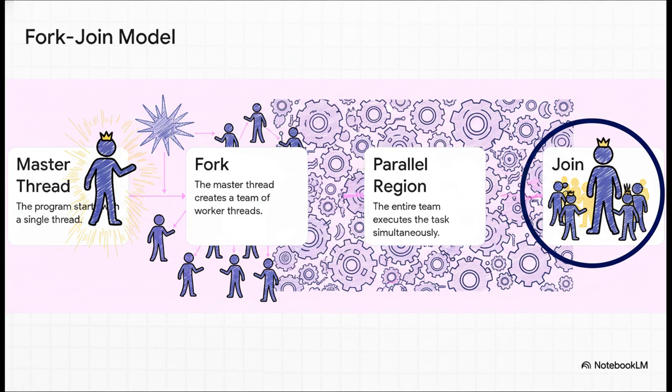Your program starts with just one master thread. That's our project manager. When it hits that magic command, it forks, creating a whole team of worker threads. That part is called the parallel region, where everyone is working on the task at once. Then, once the job's done, they join back together. The team disbands, and our project manager carries on by itself. So simple, so efficient, and so powerful.